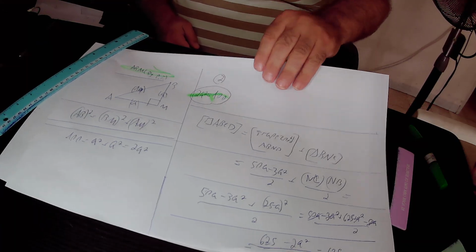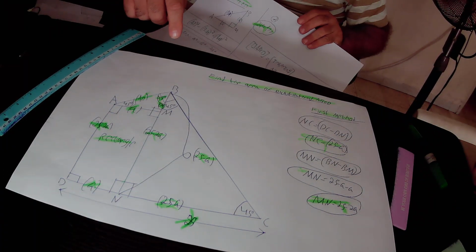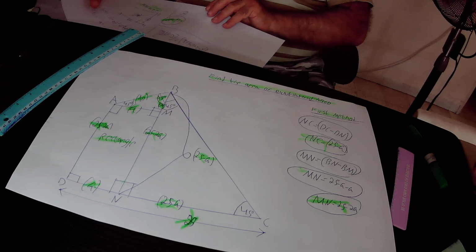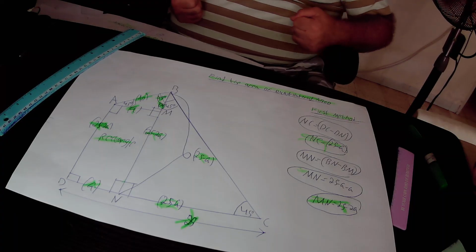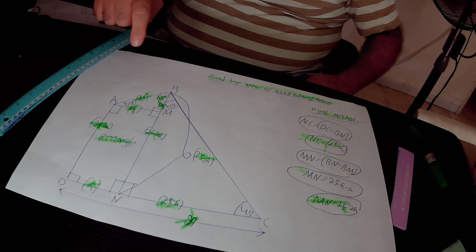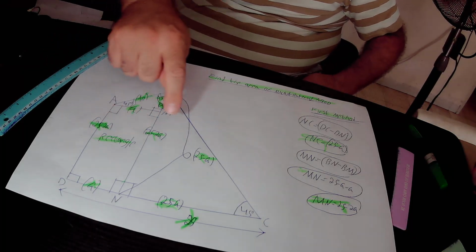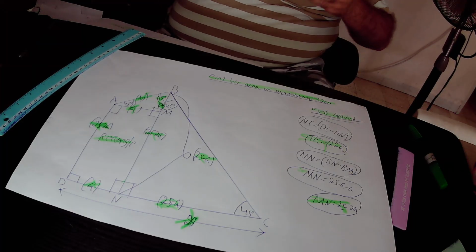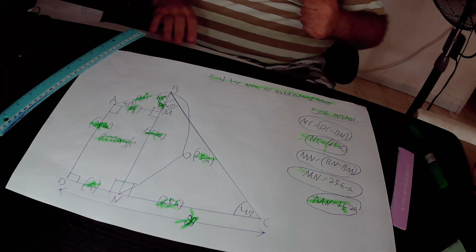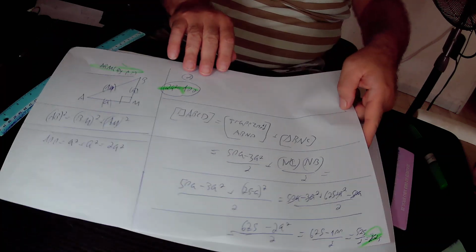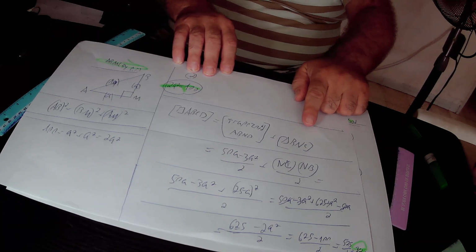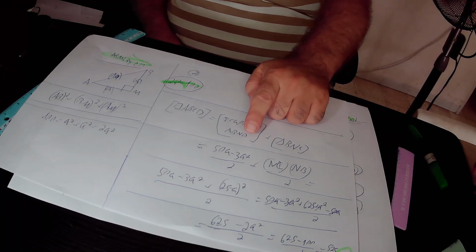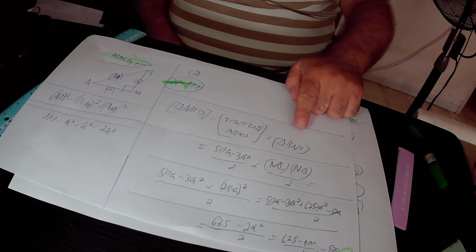Our task is to find the area of this quadrangle ABCD. So what is the area of quadrilateral ABCD? From the drawing it is very easy to see that the area of this quadrilateral ABCD equals the area of trapezoid ABND plus the area of this right triangle BNC. We have already found that the area of trapezoid ABND equals 50A minus 3A squared over 2, plus the area of the right triangle BNC.